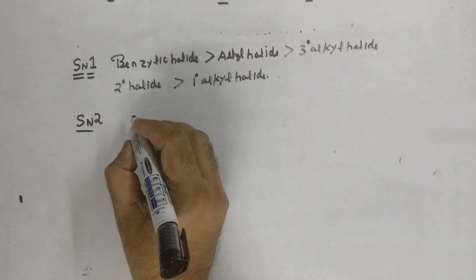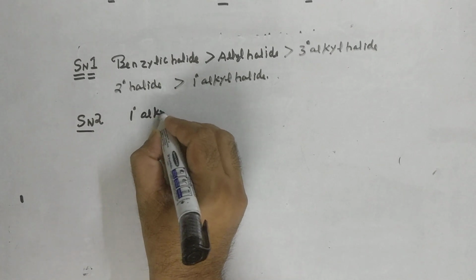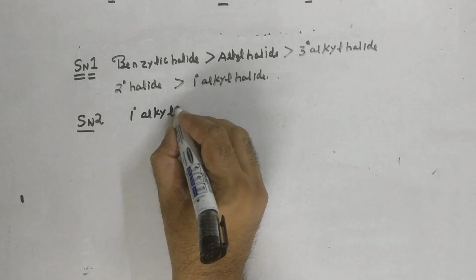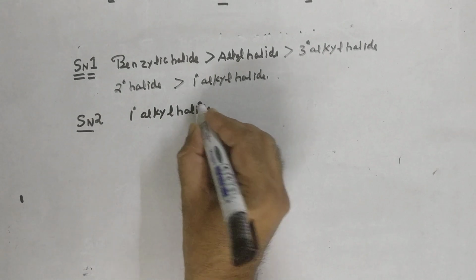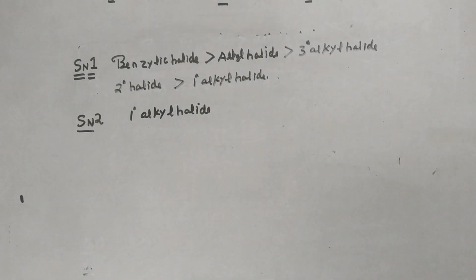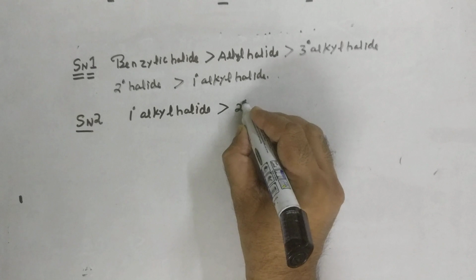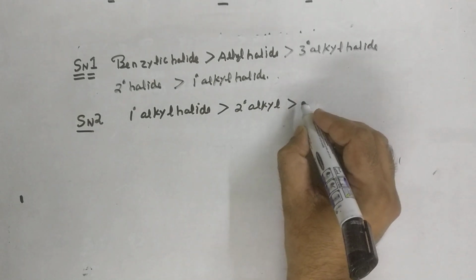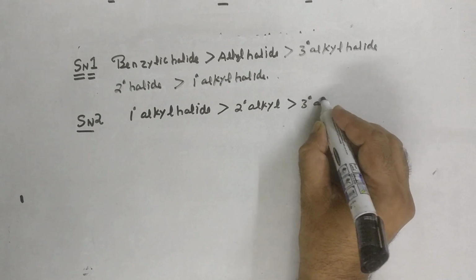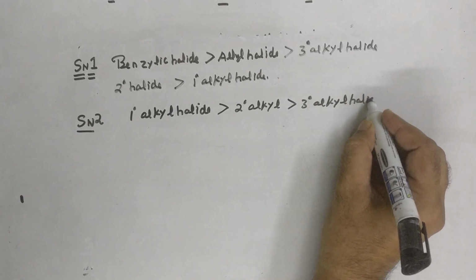In SN2 mechanism, you know who is going to be the most reactive one. The most reactive ones are your primary alkyl halides, because in SN2 mechanism, that is bimolecular nucleophilic substitution reaction, we regard that around halogen there should be less crowding, so that the back attack is possible. Followed by secondary alkyl halide, followed by tertiary alkyl halide, the one which is going to be the least reactive of the lot.